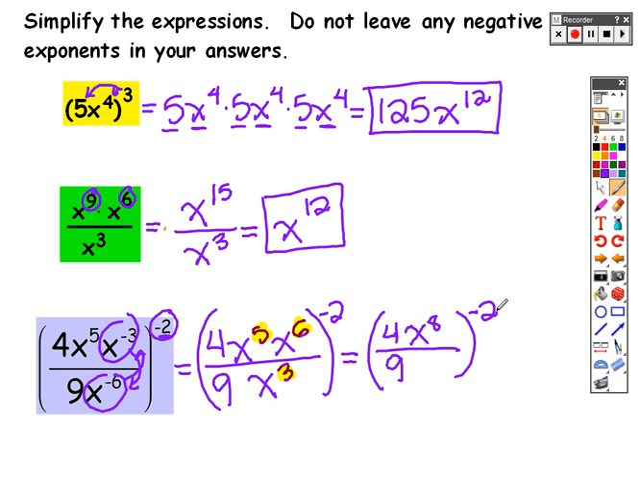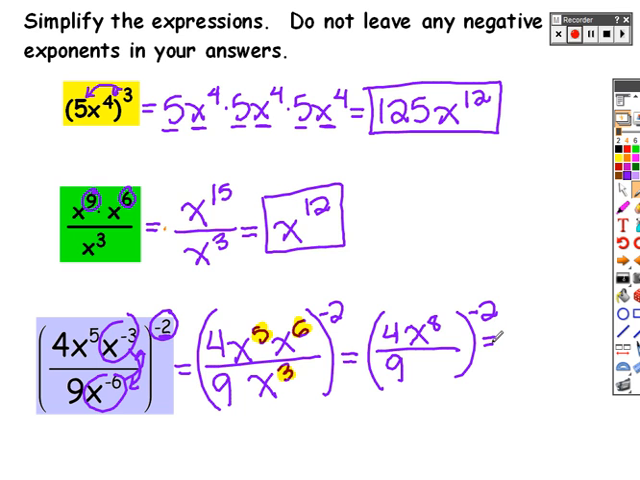Now, at this point, if I look at that negative 2, that negative 2 needs to go into every term. Or you could think of it right now as if I flip everything in the fraction, so if I bring the 9 to the top, the 4 to the denominator, the x to the denominator, then I can change that to a positive 2. So there's a variety of ways you can solve these problems.